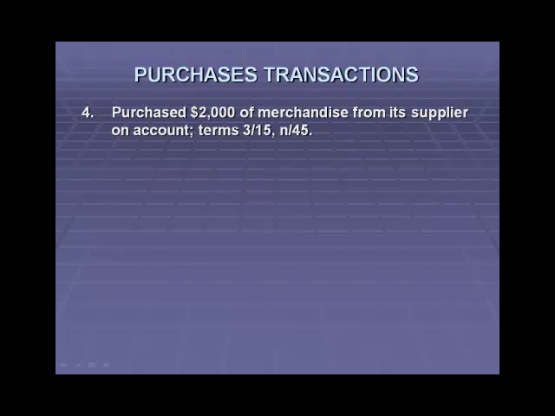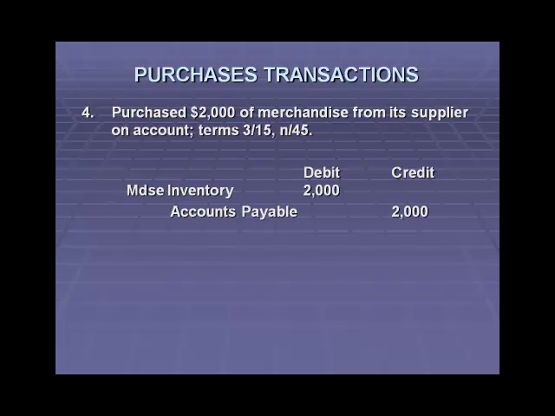Next, we purchased $2,000 of merchandise from its supplier on account, terms 3/15, n/45. Remember, 3/15 means a 3% discount if paid within 15 days, and regardless, the amount is due in 45 days. We debit merchandise inventory for $2,000, and we credit accounts payable $2,000.